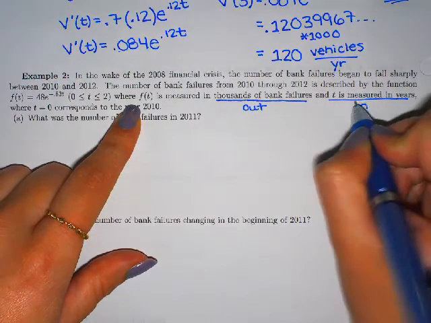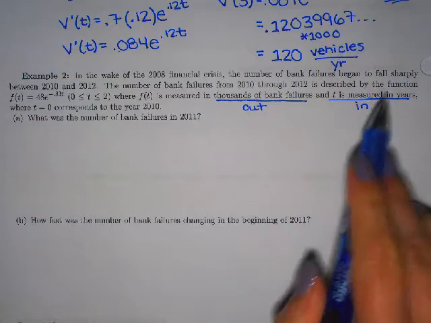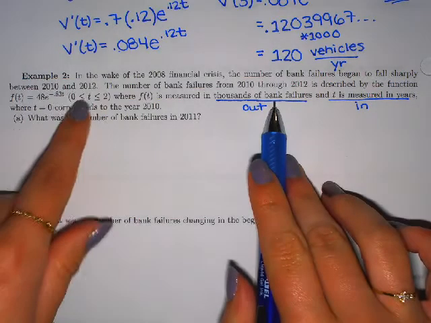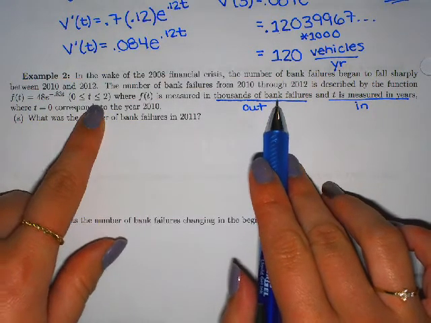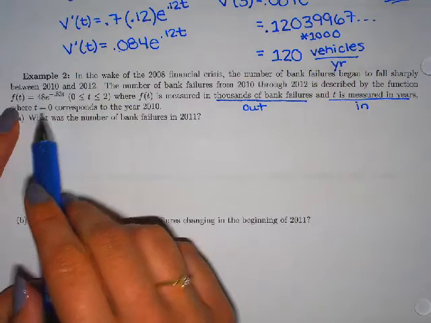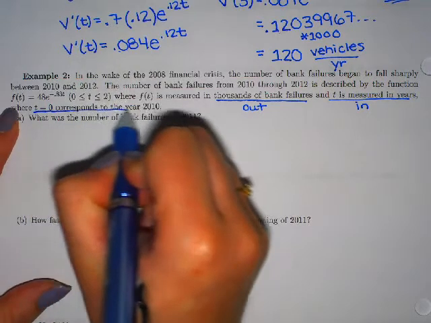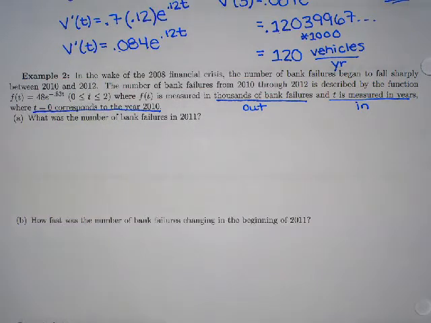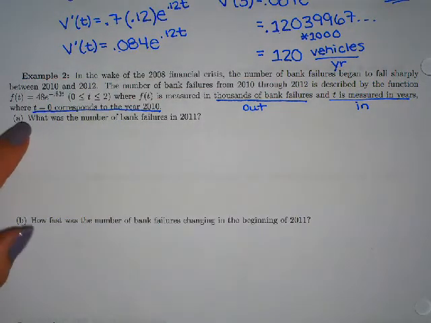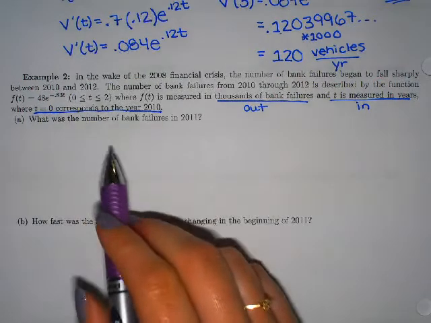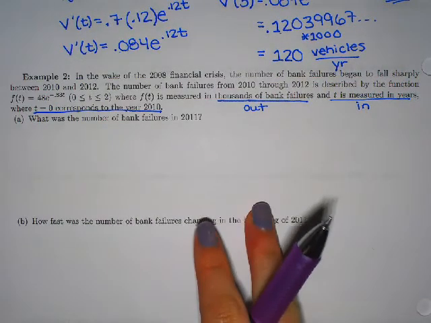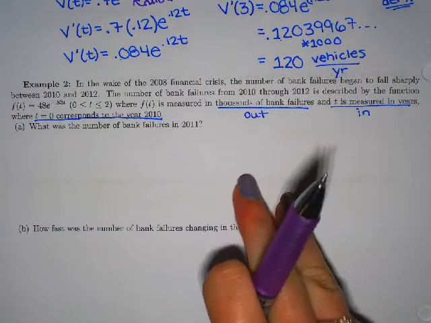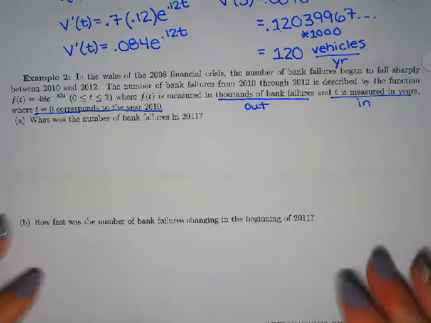So there's our input. We're going to plug in years, and we're going to get out the number of bank failures. We don't really do anything with this implied domain. It just tells us the years that it should be accurate for. Where t equals 0 corresponds to 2010. All right, so the first problem, it's either going to ask to plug into the original. If it says average change, we're going to plug into the slope, or if it says change at an instant, we're going to plug into the derivative.